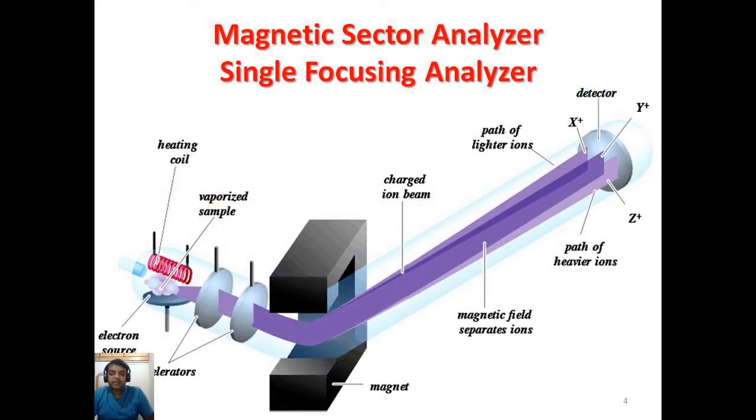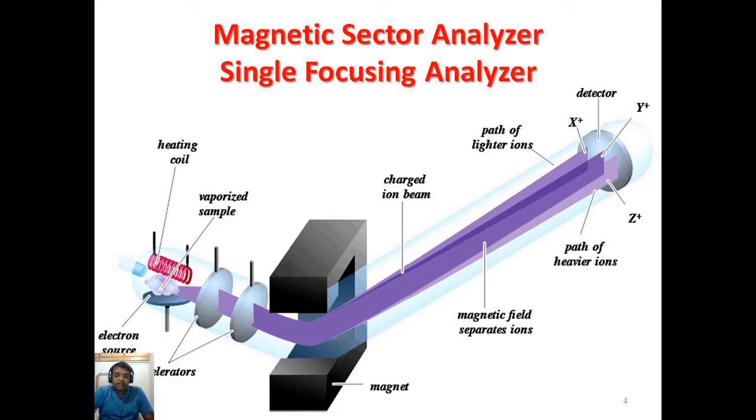This is the same figure in a 3D view of the magnetic sector analyzer. This is also called a single focusing analyzer. So friends, here three types of molecules are raised towards the detector: X plus, Y plus and Z plus. This is nothing but the bifurcation of X plus, Y plus and Z plus depending upon their mass.